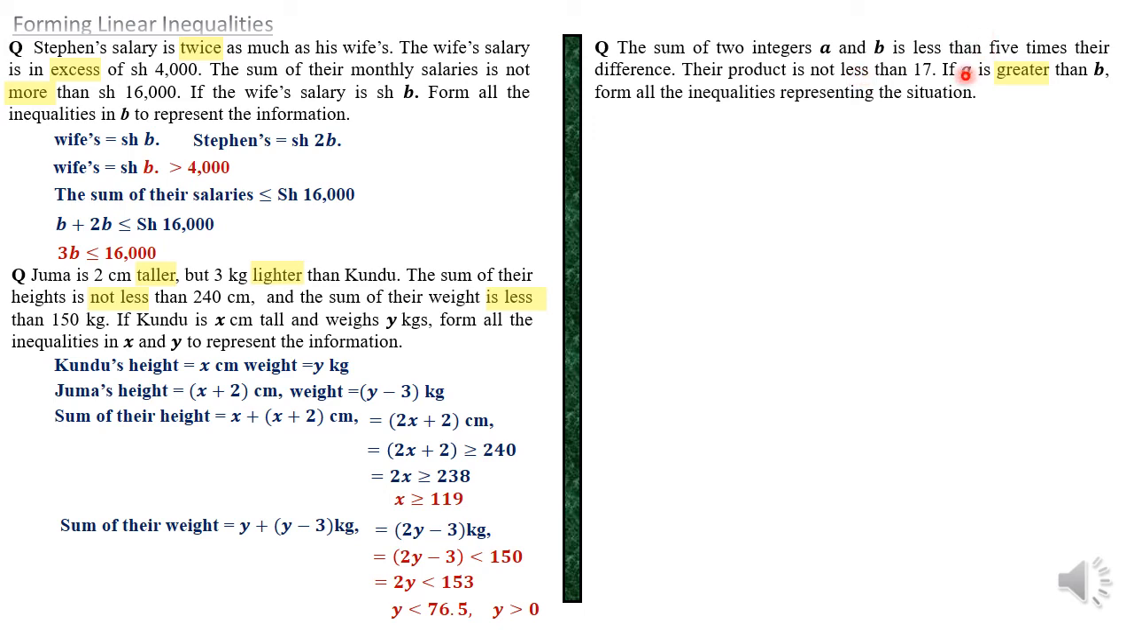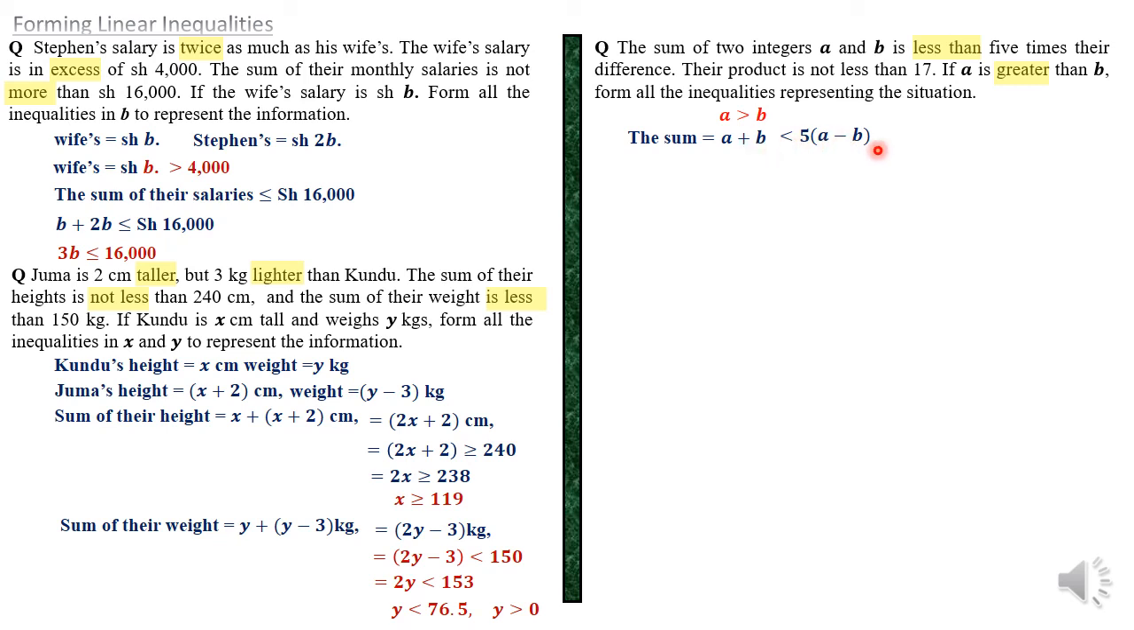First of all, if a is greater than b, then we have an obvious inequality: a is greater than b. The next thing is the sum of the integers a and b is less than 5 times the difference. The sum is a plus b, and we know that is less than 5 times their difference. a is bigger, so I just wrote a minus b. And so we have an inequality there.